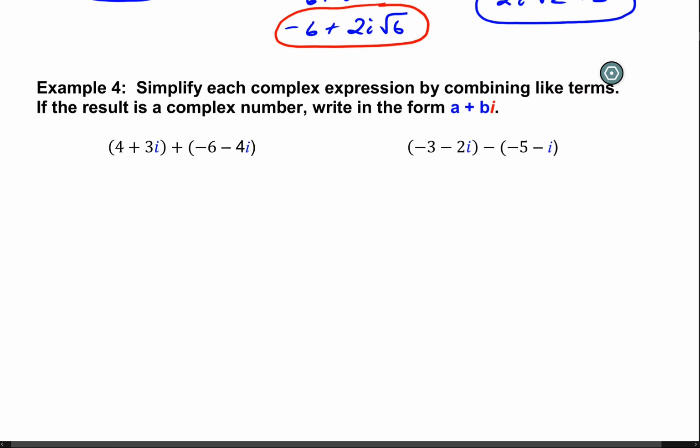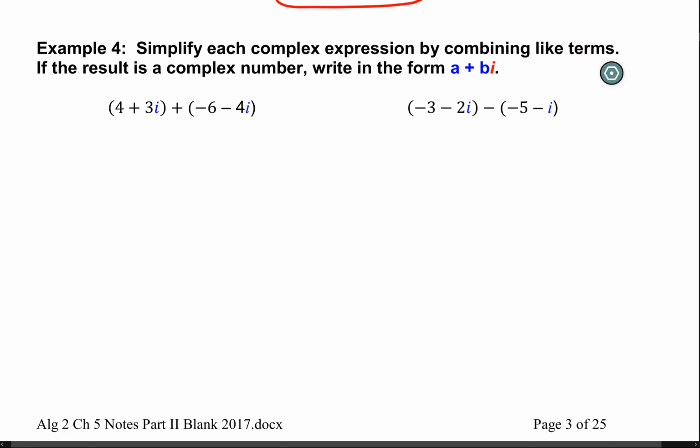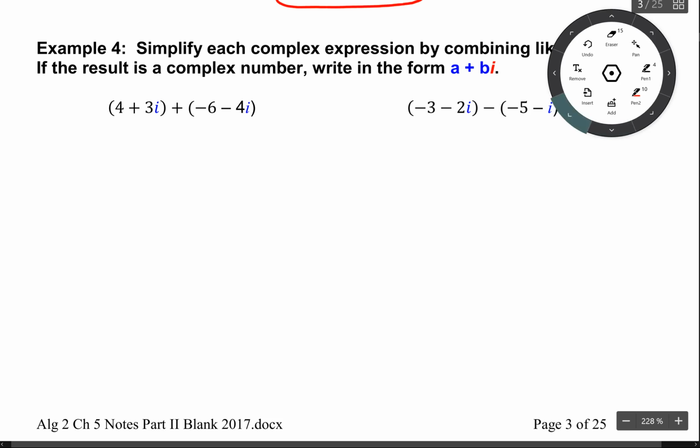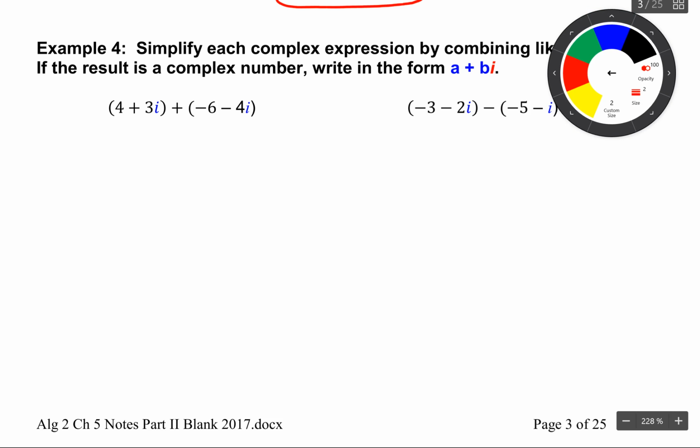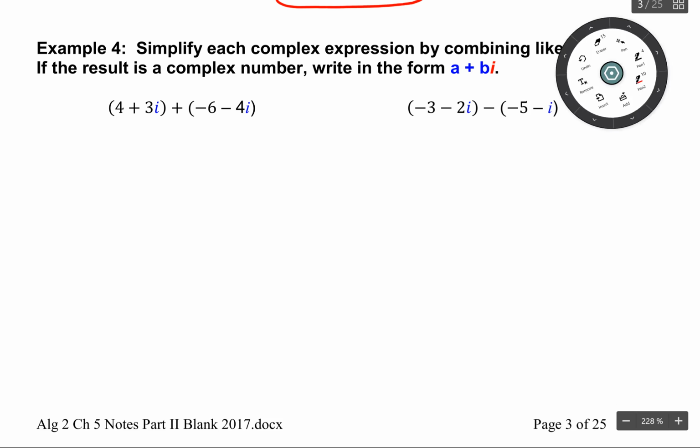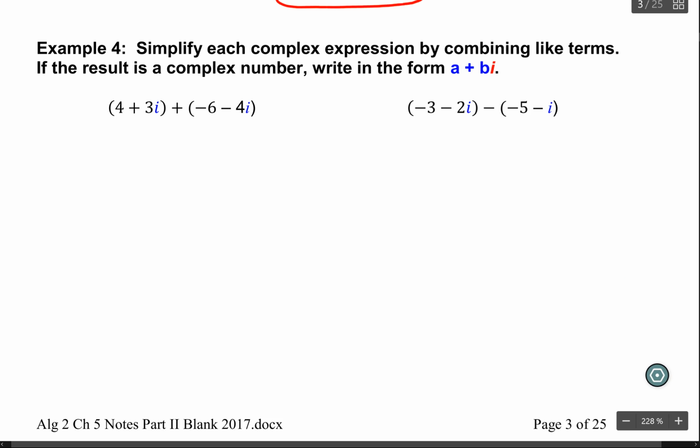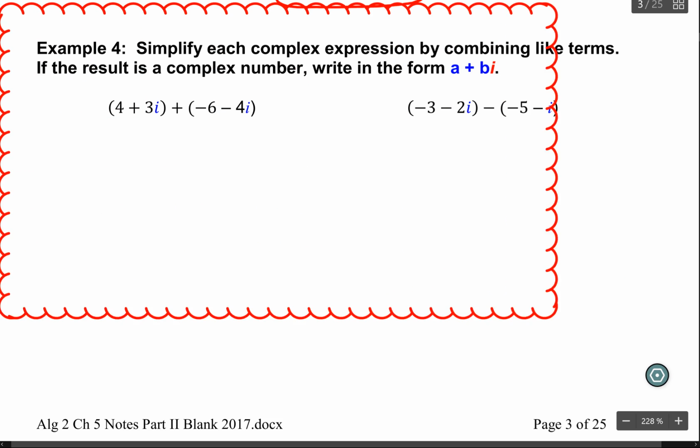Now example 4 is an area that I really want to focus on, and what I'm going to have you do is put a big bubble around this. So go to your insert, go to your shapes, go to your cloud, and I want to choose a bubble, and I'm going to choose it in red because I really want to make sure that we emphasize this idea of what we're about to do here.